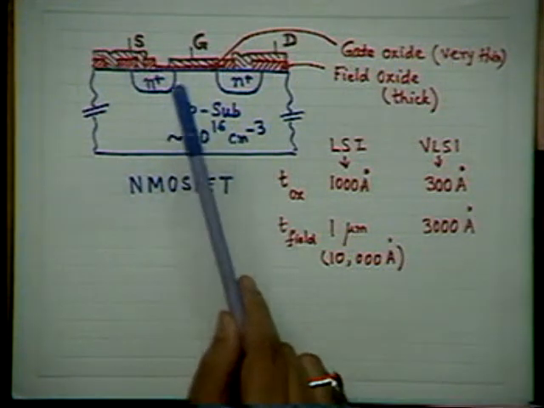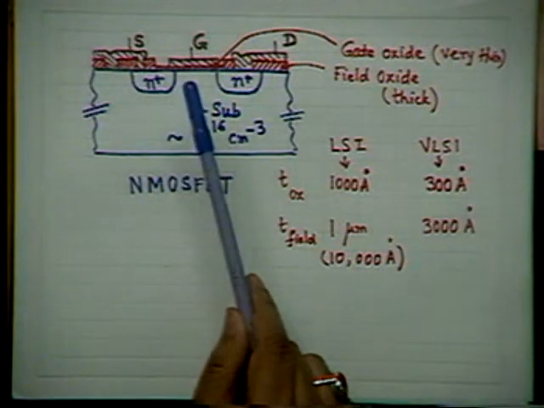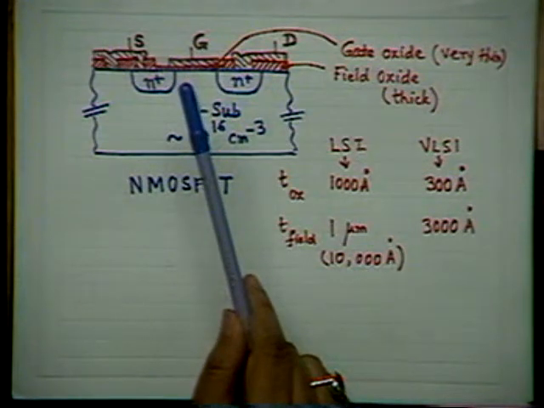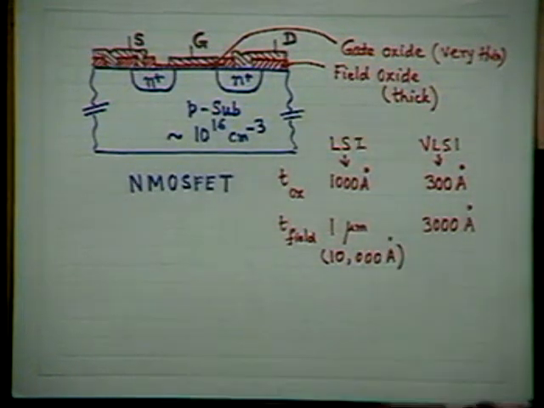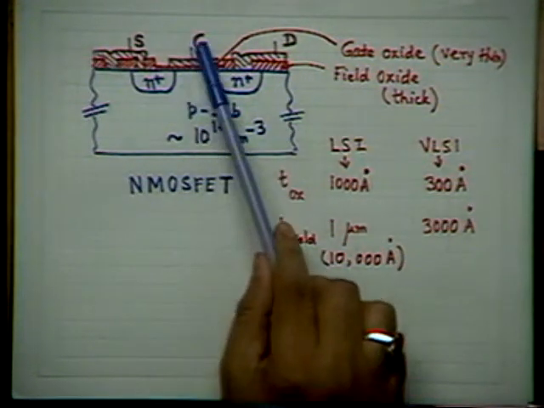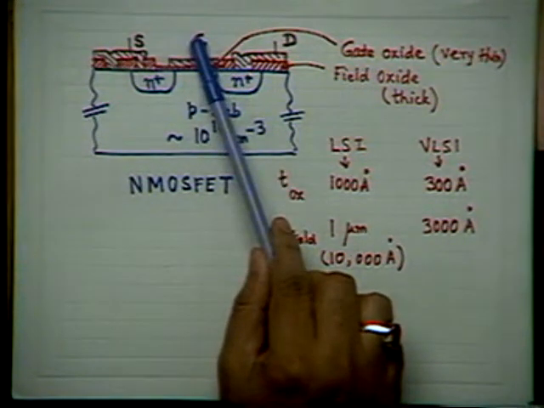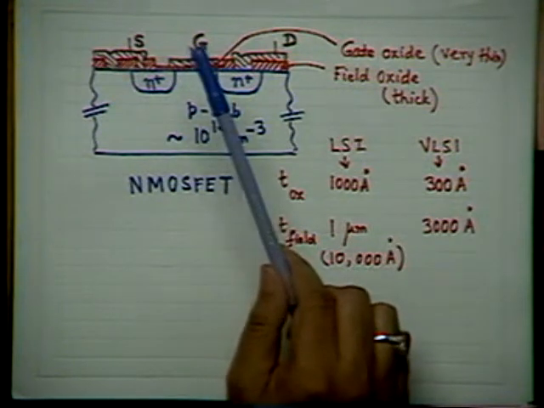Because of this problem, a very stable, good, high quality thermal oxide in the gate region was a crucial thing. Always this oxide was found to be leaky and many, many problems were there. And what is the typical gate resistance today in a MOSFET? Maybe hundreds of megaohms.